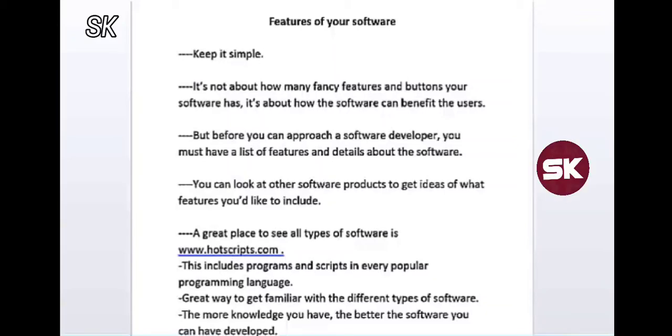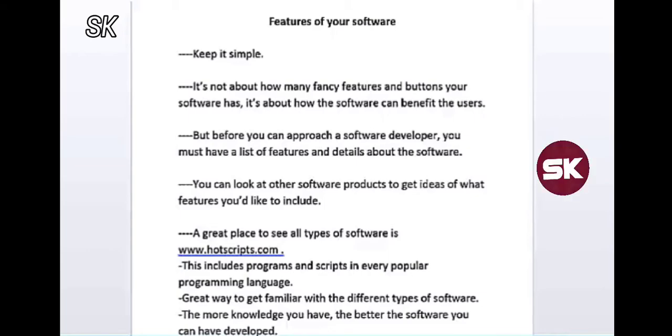Alright, so let's talk about coming up with a list of features and details of what your software is going to include. You've got to remember to keep it simple though, because it's not about how many fancy features and buttons your software has. It's about how the software can benefit the user. Sometimes it's the most simple software that can become a best selling product.